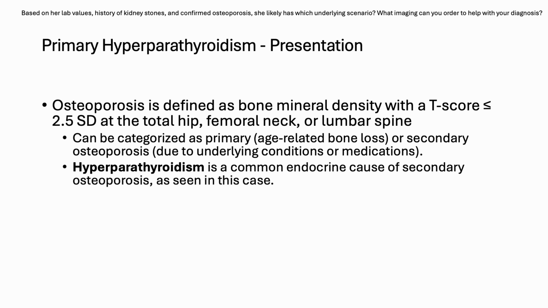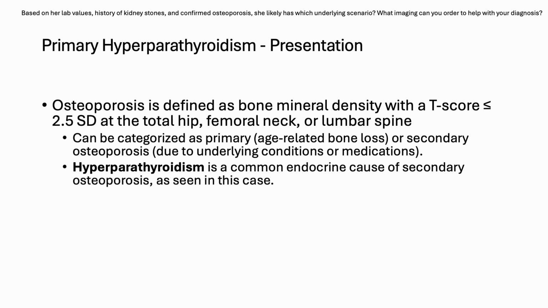So if we go back to our case presentation from the first few slides and we think about the lab values, the history of kidney stones, the osteoporosis, what do you think was her underlying problem and what imaging can you order to help with the diagnosis? That's right. So she has a classic case of primary hyperparathyroidism that presented with osteoporosis and kidney stones.